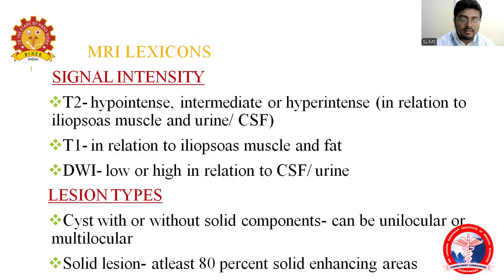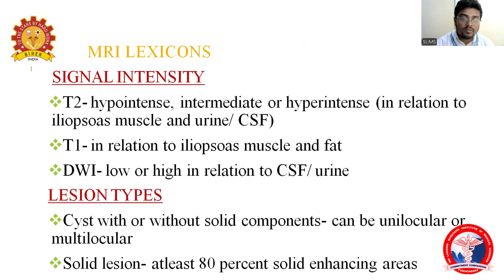MRI lexicons. First is the signal intensity. In the T2, the lesion can be either hypointense, intermediate, or hyperintense. This will be considered in relation to the iliopsoas muscle and urine or CSF. Iliopsoas muscle will usually be considered as T2 hypointense, and urine or CSF will be considered as T2 hyperintense.